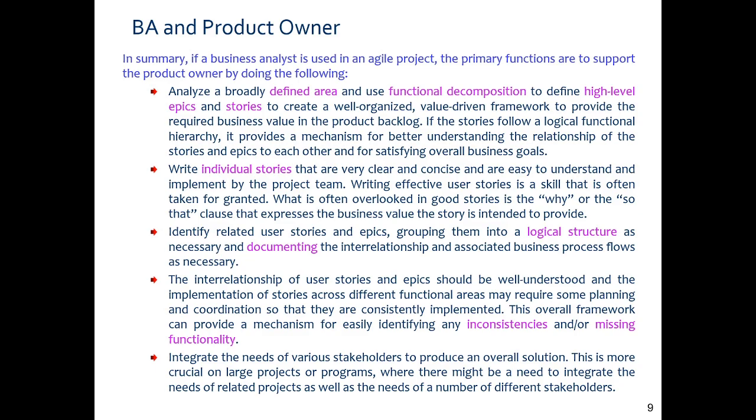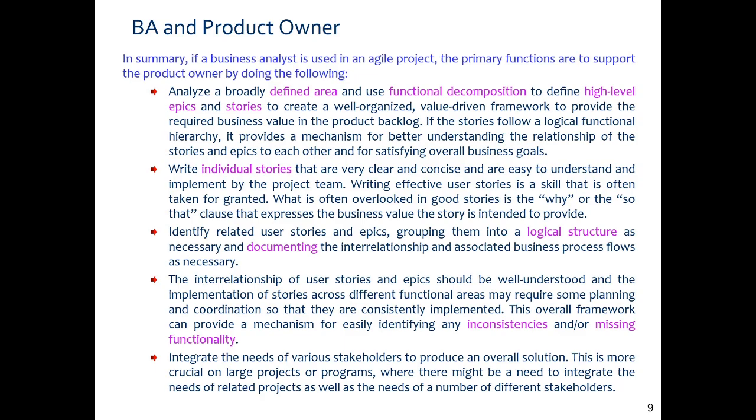comparison or just a summary: the BA is a supporting entity who analyzes the defined area, checks whether the high level epics and stories are well organized and value driven, and writes the individual stories that are clear and concise, assigns user stories and epics into a logical structure, documenting the interrelationship between them, determines the business process flows, works around the user stories and epics inconsistencies and their functionalities, and tries to work around the overall solutions for stakeholders.